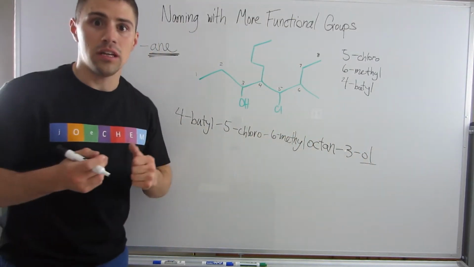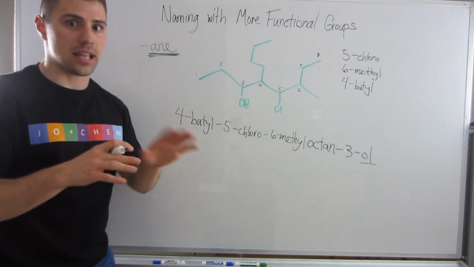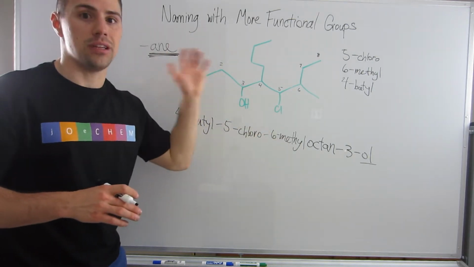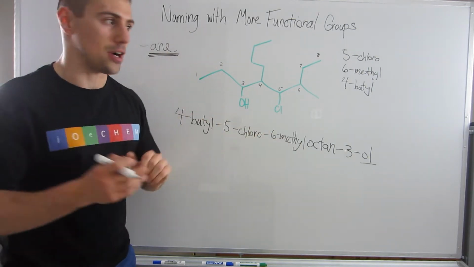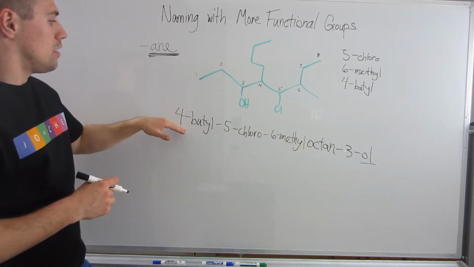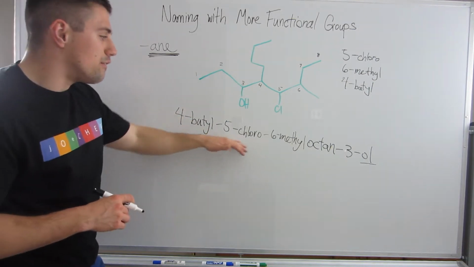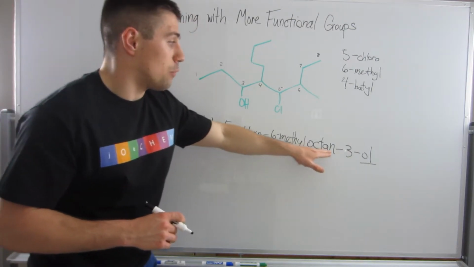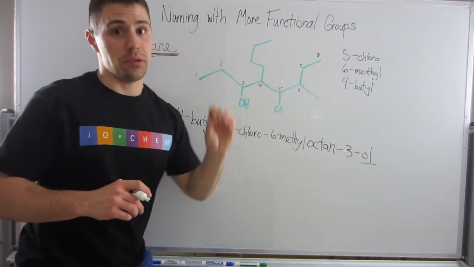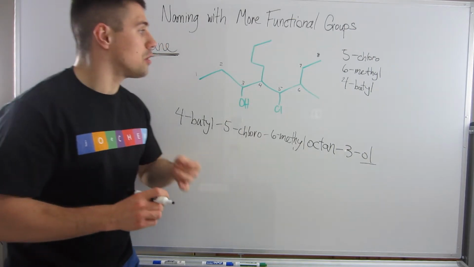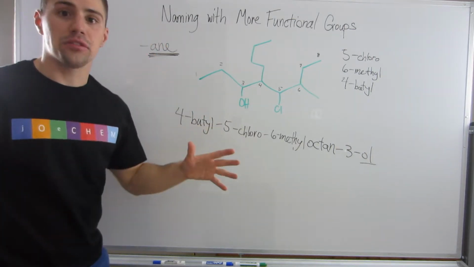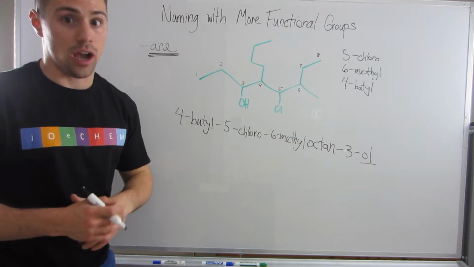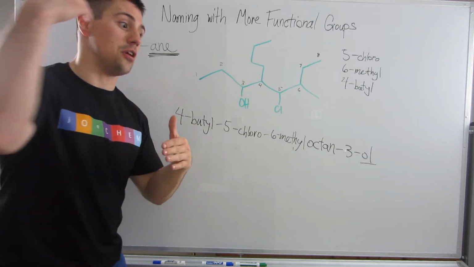Ethanol, methanol, and you can all look those up. I just want to show you how to incorporate them in the naming process. So if we look at this name, butyl group on 4, chloro group on 5, methyl group on 6, and then an 8 chain with an alcohol at the 3rd position. Let me just erase this. We'll tackle another one, and you'll see this really is not that bad, and an extra mile on what you've already learned.